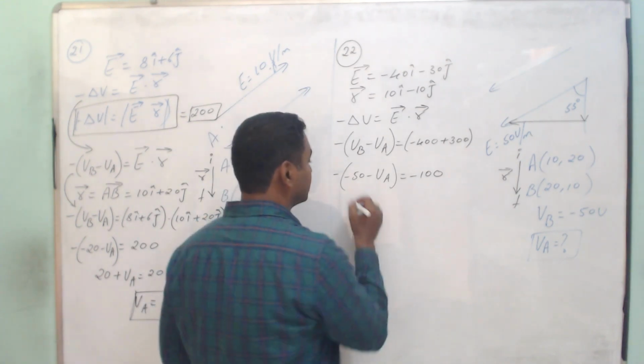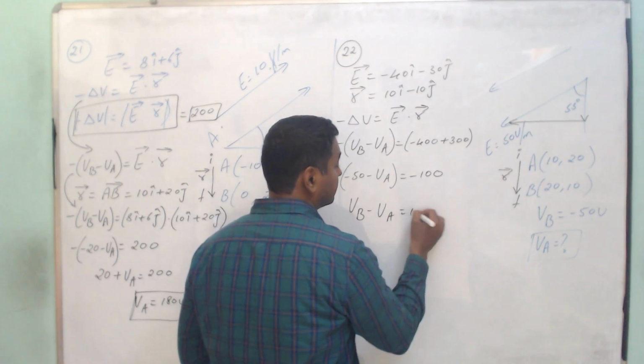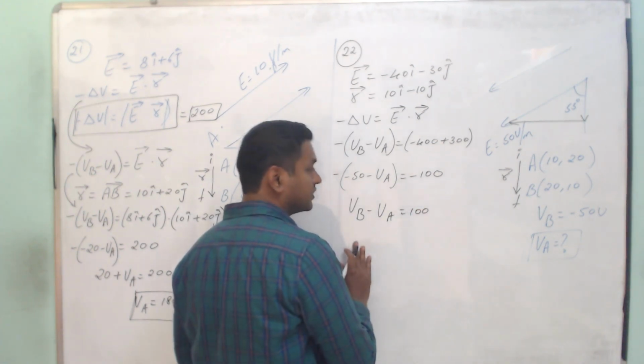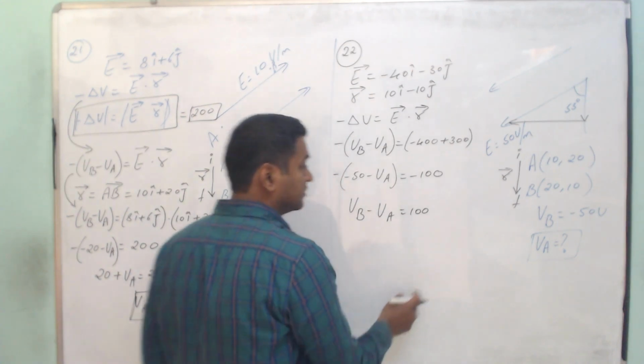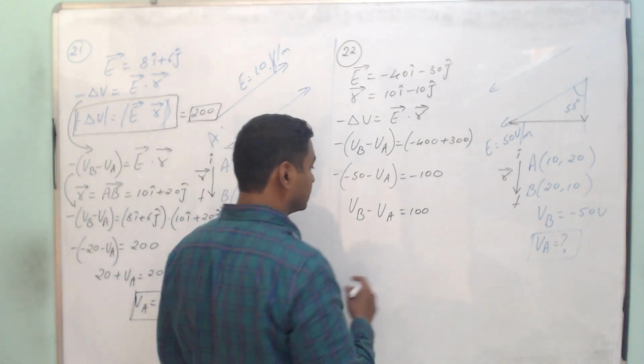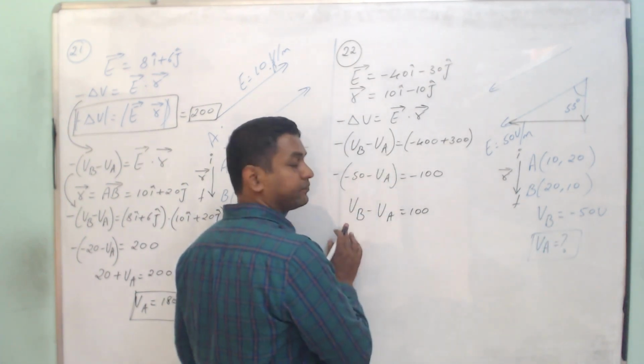That way also we can do. VB minus VA is equal to 100. VA is 50. It is given VB is minus 50. Oh, okay, sir.